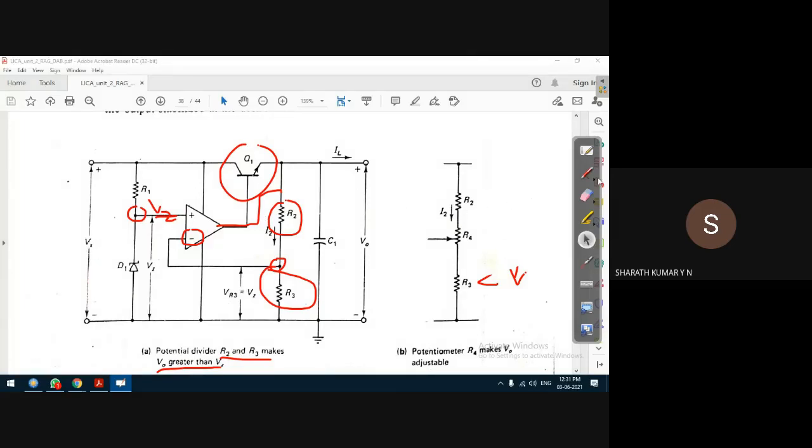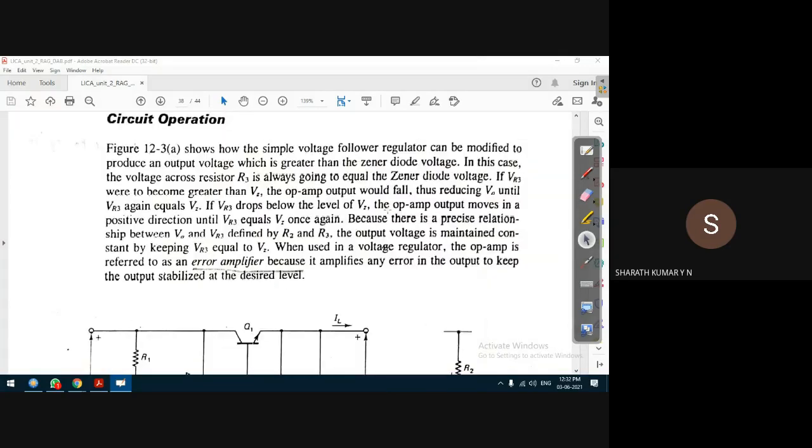Okay, but if you want adjustment in the output voltage, we have to go for a potentiometer. Very simple. So in the absence of this R3, the circuit acts as a voltage follower circuit. The op-amp acts as a voltage follower circuit. That's it. We can quickly go through these statements.